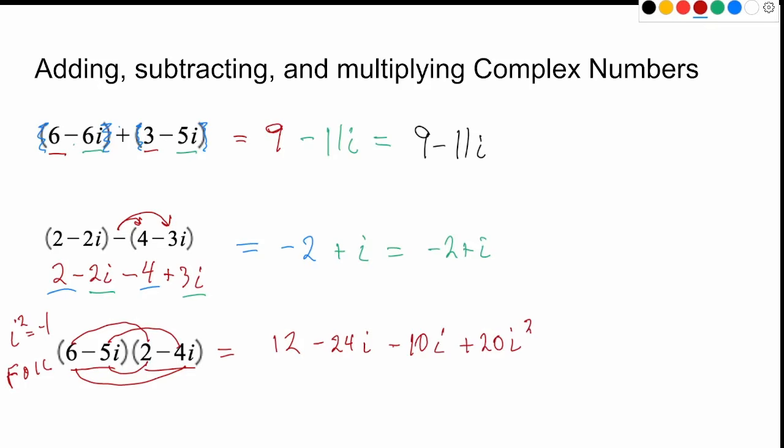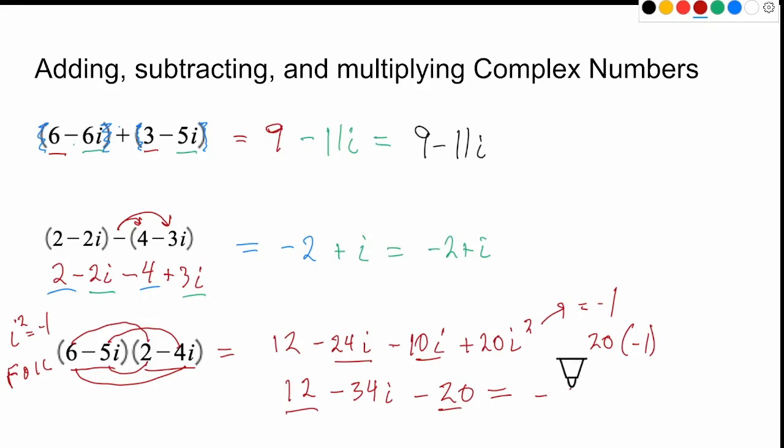And now we can combine like terms. So we get 12 like terms in the middle, negative 24, negative 10, that's negative 34i. And then we've got to do this substitution here that i squared is equal to negative 1. So we get 20 times negative 1. That's going to give us a negative 20. Oops, we're not quite done yet. Now we've got like terms again, 12 and negative 20. So that's going to give us negative 8 minus 34i.